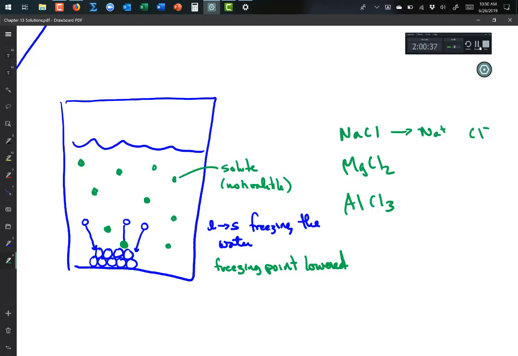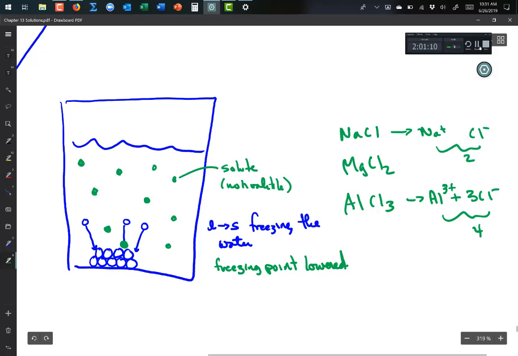So let's say a one molar sodium chloride solution was freezing at about -1 degree Celsius. The aluminum chloride would be at about -2 degrees Celsius. It'd be twice the effect, just because in the aluminum chloride there's an aluminum and then three Cl minuses. So there's actually four particles here, and there's two particles here. You can even do it with sugar. If you really wanted to, you could put sucrose in there.